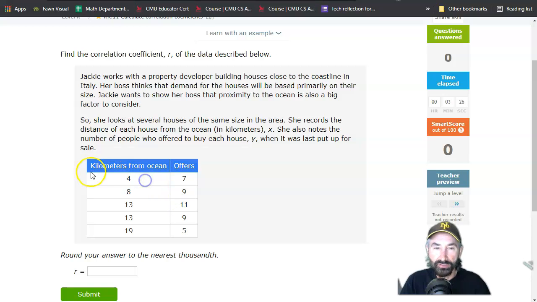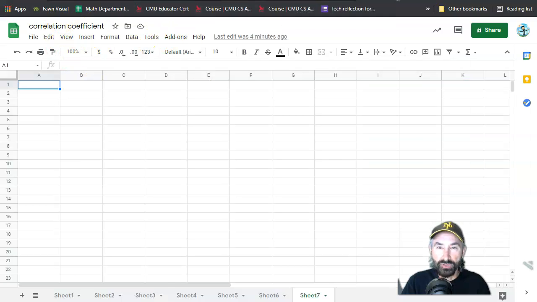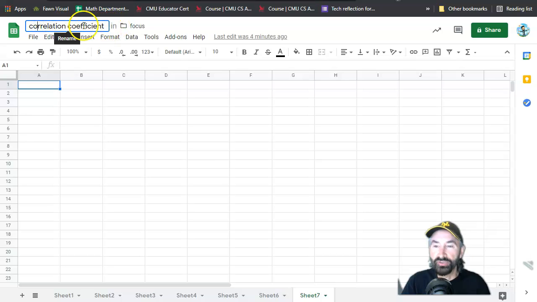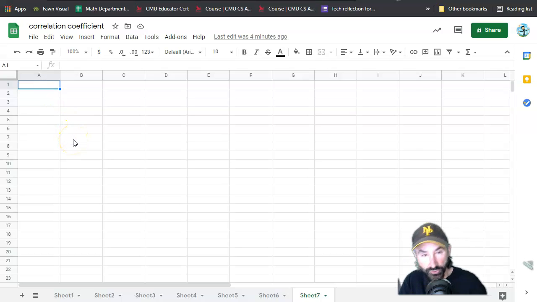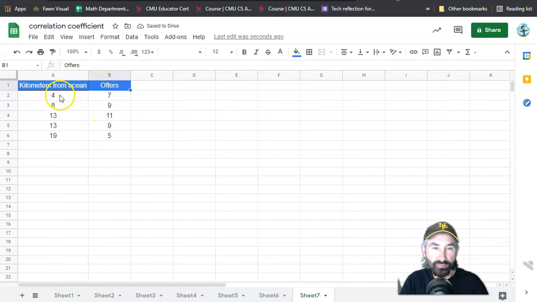I'm actually going to copy the whole table initially, but I may change that in a second. And we're going to look at two different ways to solve this problem. One way, we're going to use Google Sheets. So we're going to go into Google Drive, and when we're in Google Drive, we'll go New, Google Sheet, and when the new Google Sheet comes up, we'll name it correlation coefficient or whatever you would like. Then I'm going to click in one of the cells and do Control V to paste. And it gives me the name of each column, and it also gives me all the data.